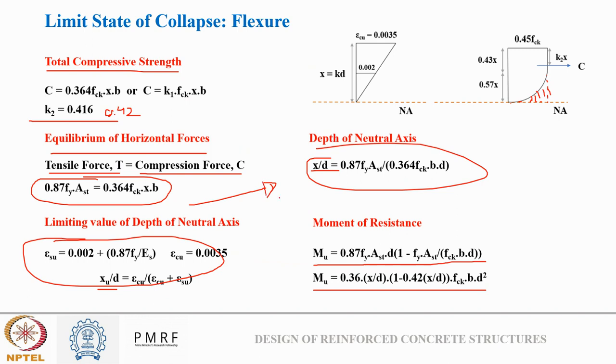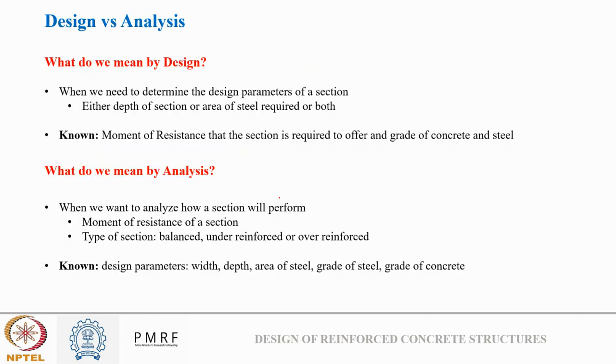Now, a little more into this, we need to understand two things: what is design and what is analysis. What do we mean by design? Design is when we need to determine the design parameters of a section. What are those? The depth of the section and the area of reinforcement we want to provide. When we need to determine these parameters, we say we are designing a section.